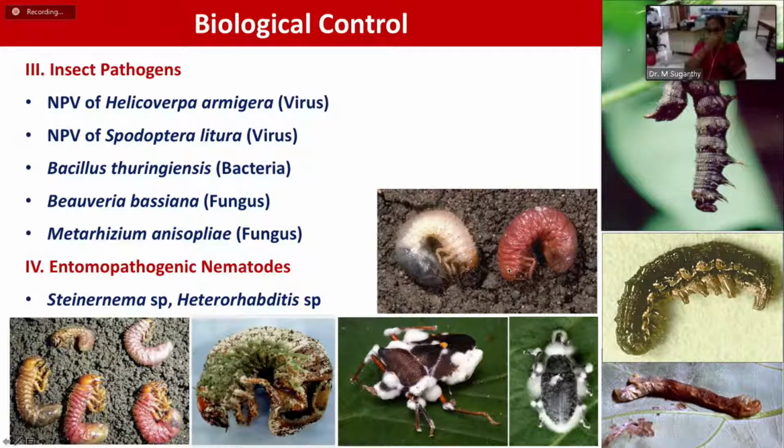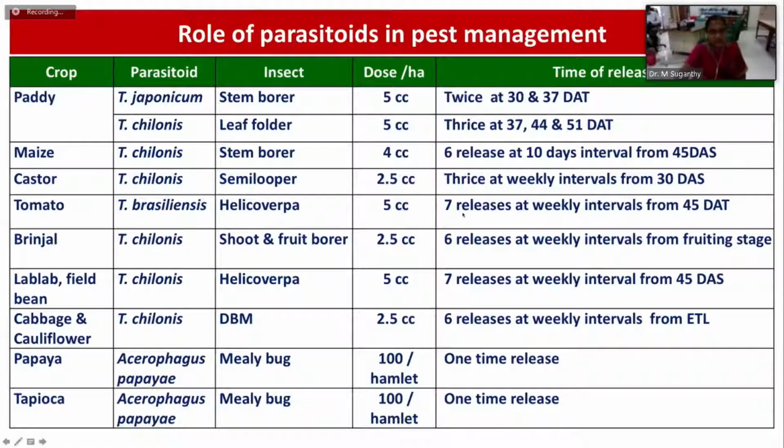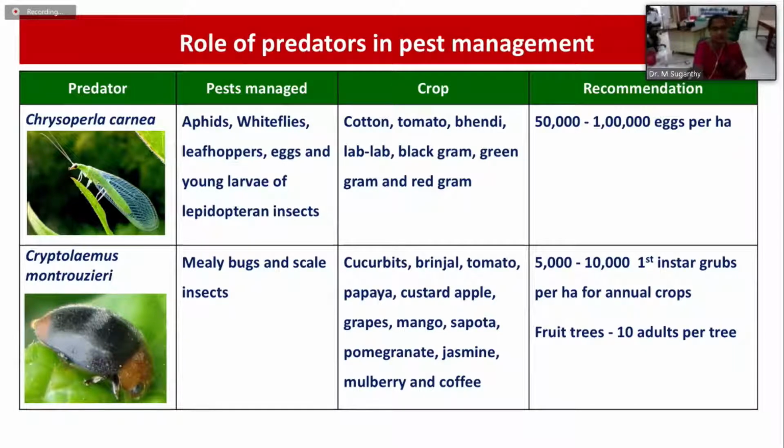So these are some of the parasitoids that are commercially available and used in the organic farming system. They are effective against these pests, and standardized by the various institutes working on biological control in India. And this is the time of release. So these are the main commercially available predators used in organic pest management. The first is Chrysoperla carnea, that is green lacewing. Another is the Australian ladybird beetle, Cryptolaemus montrouzieri.